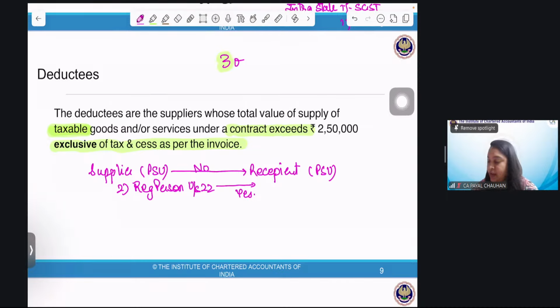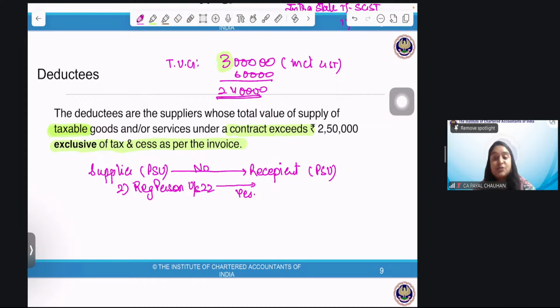For example, my payment of taxable value of goods was 3 lakh and it's inclusive of GST. It's just an example. The element of GST is 60,000. That means the value of taxable supply of goods and services is 2,40,000. That means the TDS will not be applicable. Did you understand that while calculating the value of taxable goods and services, you need not consider the GST portion, taxes along with the cess?